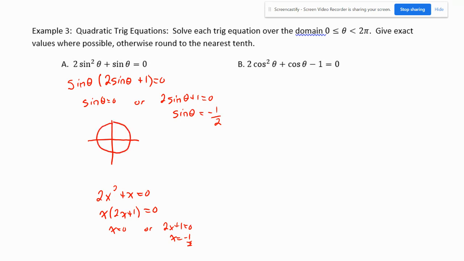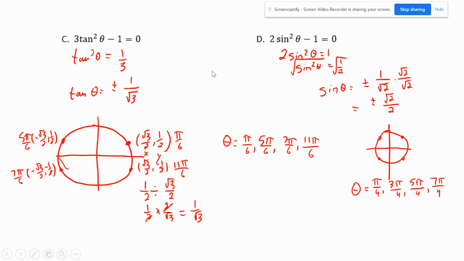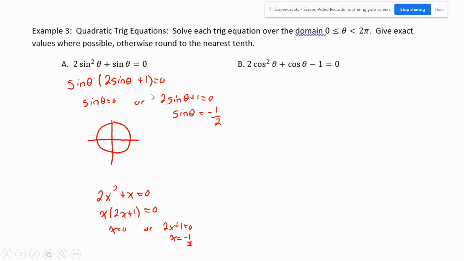Okay, so where does sine equal 0? That's the same thing as where does y equal 0 on this unit circle. Happens twice, happens here and here. So that means x or theta equals 0 and pi.